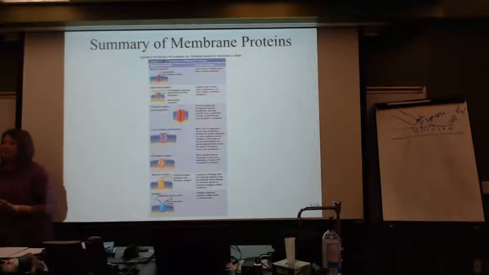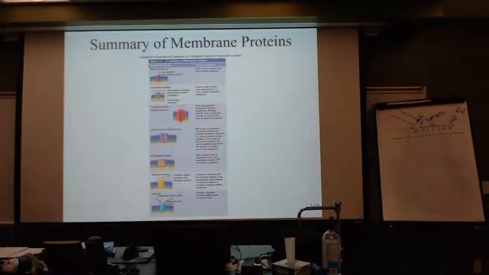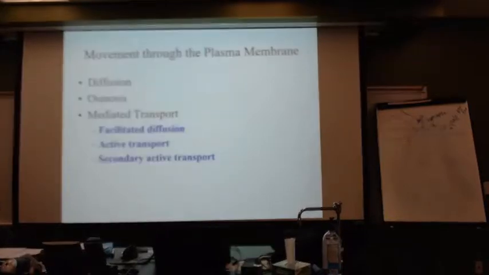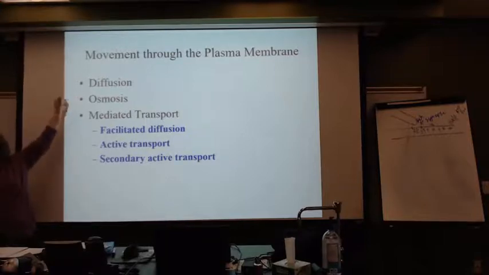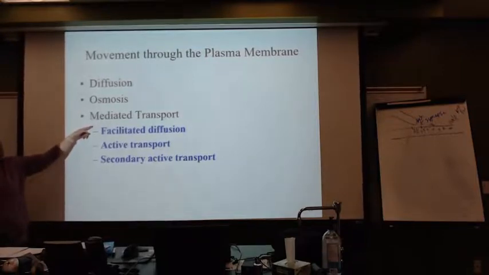But wait a minute. We're not done. Because the plasma membrane still has other things to do for the cell. Movement can now occur through the plasma membrane, but this time the movements can be by diffusion, osmosis, or what is termed mediated.